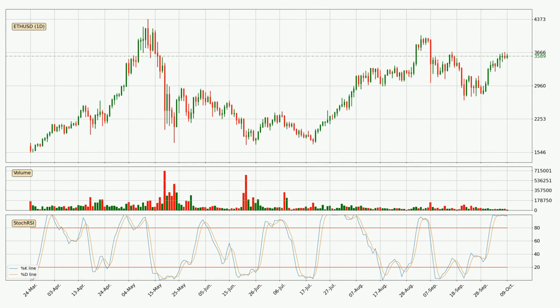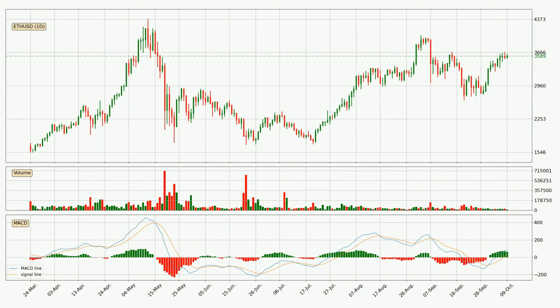Looking at the daily Stochastic RSI, both the %K and %D lines are currently very high, which means that the price is overbought and a trend change or at least consolidation for some time is to be expected. The K line is below the D line, which shows that the trend has already shifted to the downside.